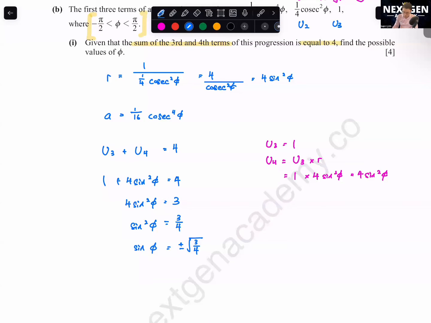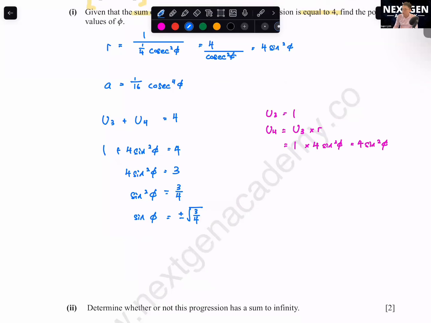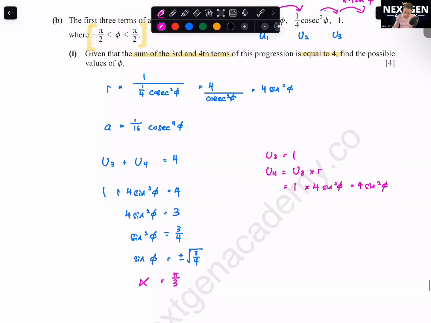Then let's go and solve this. So go back to trigo again. You use your alpha is equal to pi over 3. Now look at the range that they gave you for the angle. They want from negative pi over 2 to pi over 2 only, meaning from negative 90 degrees to 90 degrees.